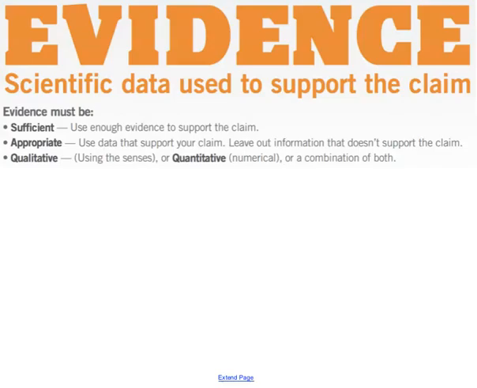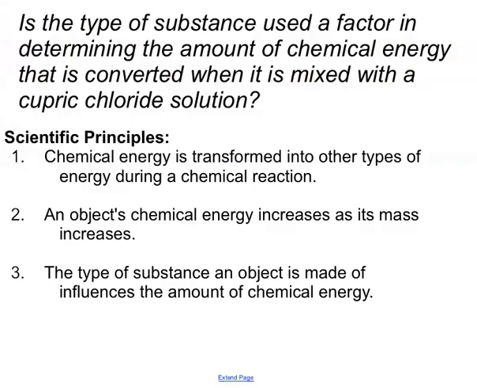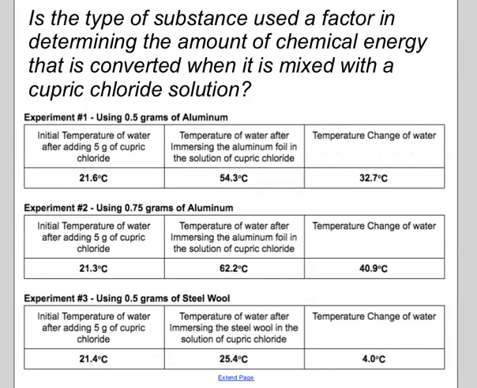So when we look at the sentence you're supposed to answer: is the type of substance used a factor in determining the amount of chemical energy that is converted when it's mixed with cupric chloride solution? It wants to know about the type of substance. So the very first thing you have to do is look at the data, look at the evidence that you have, and figure out whether there is evidence to support the fact that type of substance is a factor, or maybe not a factor. So let's look at our evidence.